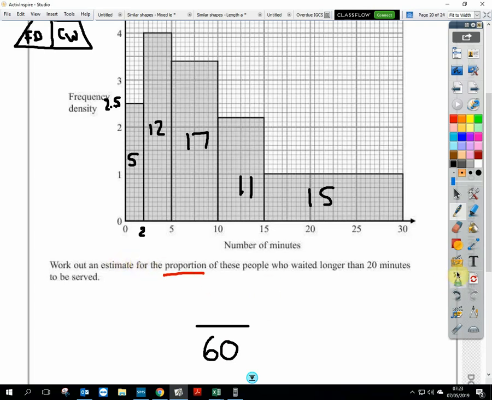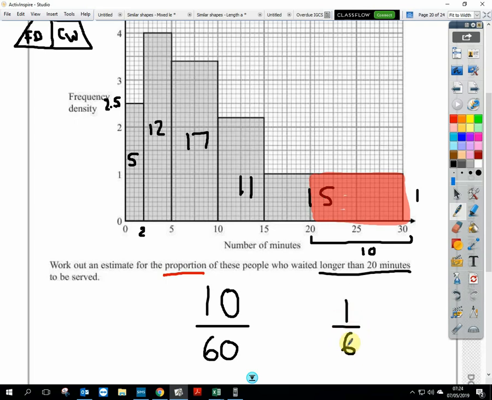Work out an estimate for the proportion of these people who waited longer than 20 minutes. So longer than 20 minutes is this section here. So how many people in this section here? Well, we know that the class width here is 10, and we know that the height of it is 1, so 10 times 1 is 10. So 10 out of the 60 people waited longer than 20 minutes to be served. If you want to cancel that down, it's a sixth.